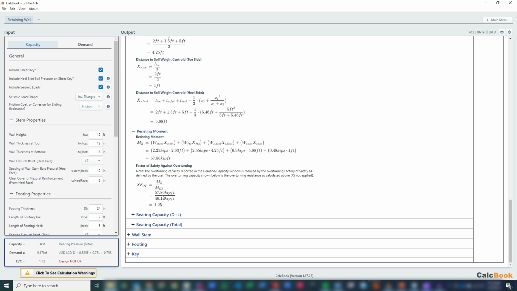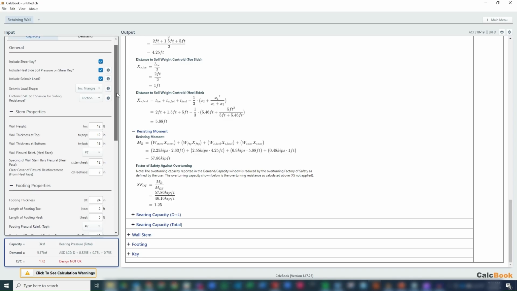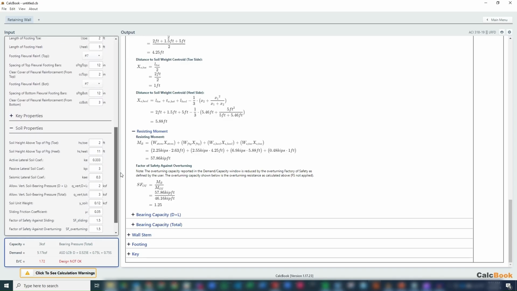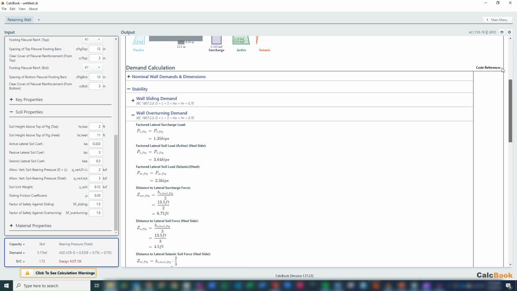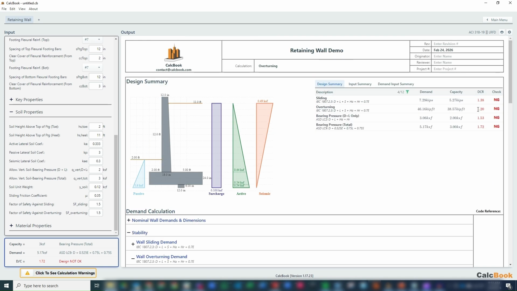And one thing to note about this factor of safety is that it does not have the factor of safety implied. So this is the pure factor of safety included here. When you go to your soil properties, you'll notice that there is a factor of safety against sliding and a factor of safety against overturning. So the raw factor of safety here is 1.25, but our limit is 1.5. So we have set a factor of safety minimum of 1.5. That's why if we look at our DC ratio here, we are over capacity.